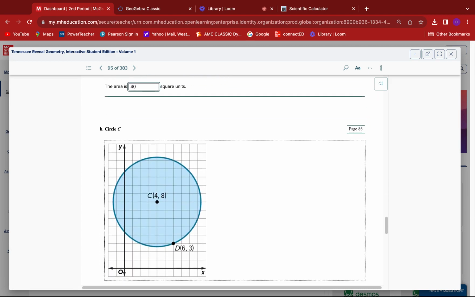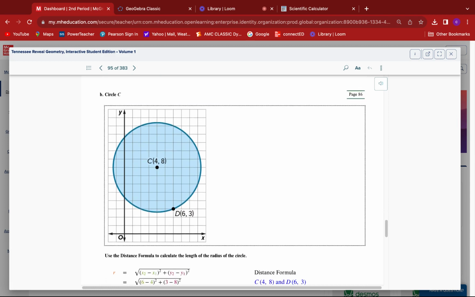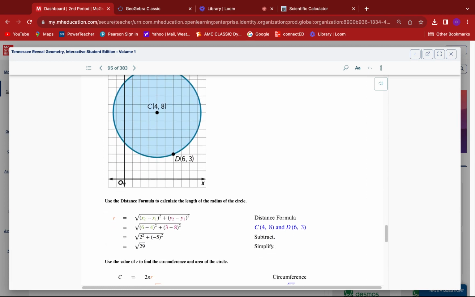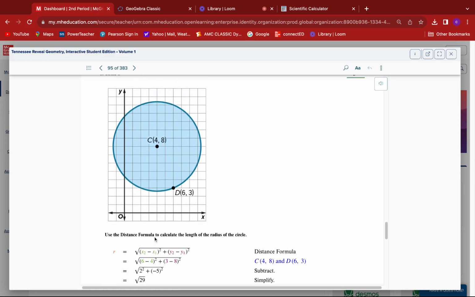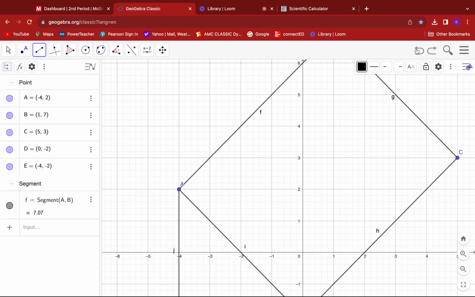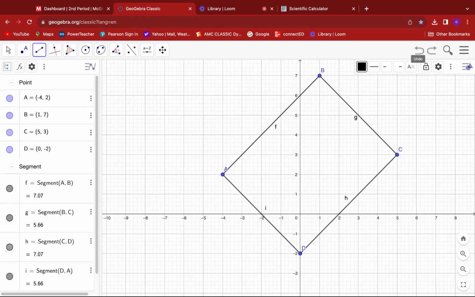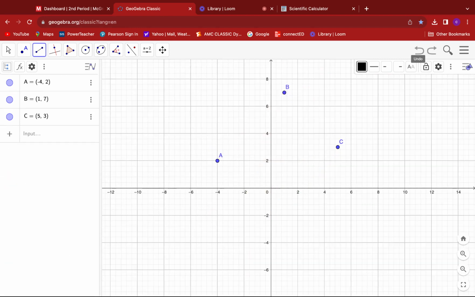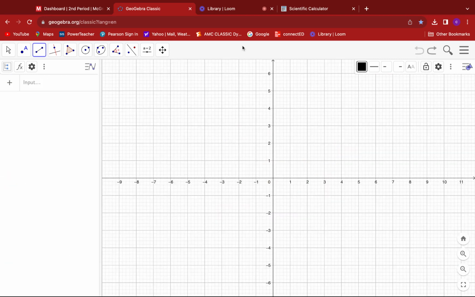Okay, a circle is a little bit different, but I am still going to do the Pythagorean theorem. I see that they do the distance formula, and that is fine. These numbers right here are the exact same ones I'm going to get by doing the Pythagorean theorem. So I'm going to show you on GeoGebra how to do this. So I'm going to get rid of all of this. Okay, you can see where I was testing it out.